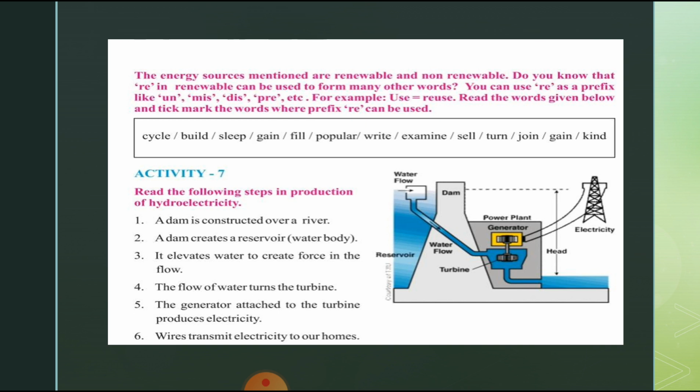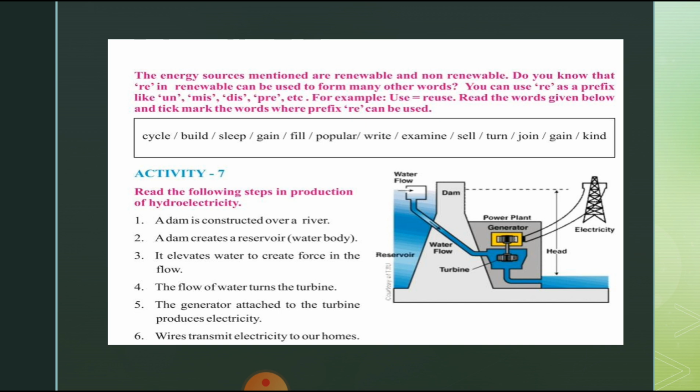Now in activity 7, they have shown us the production of hydroelectricity. See here, read the following steps in the production of hydroelectricity. In this picture you can see the production of hydroelectricity. I'll read the steps and you'll come to know. See, the dam is constructed over the river.